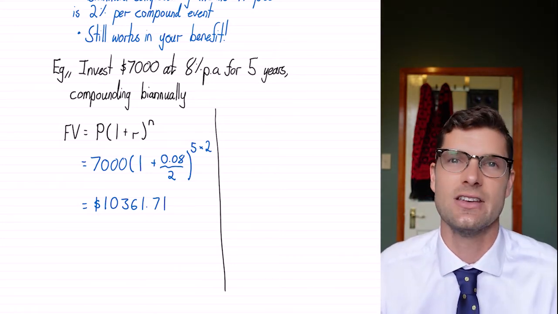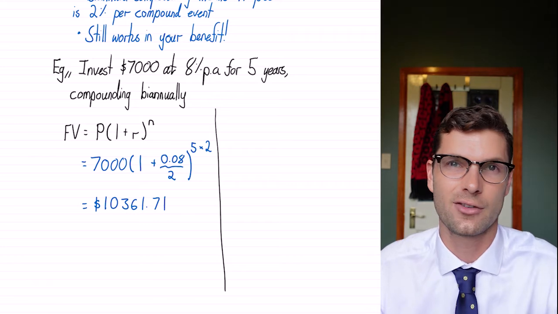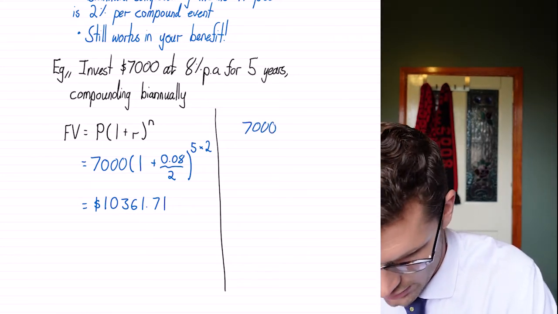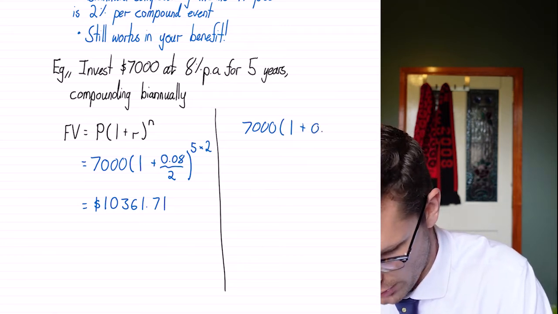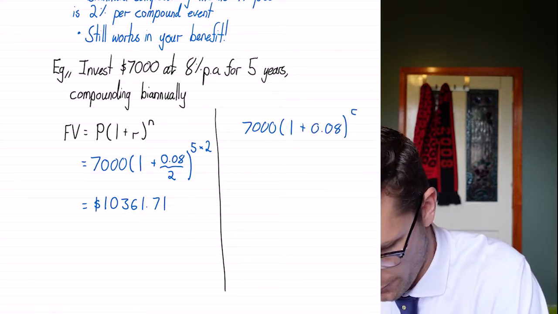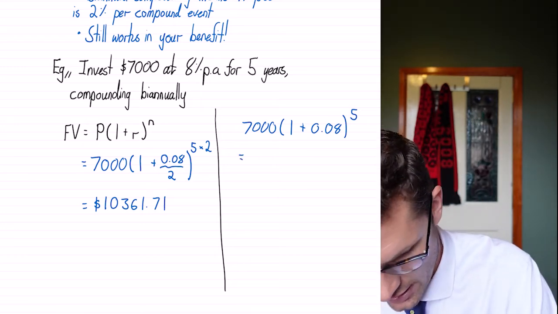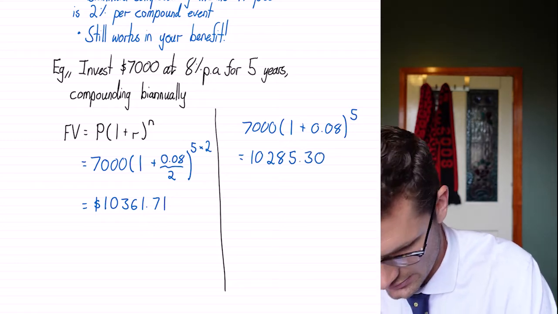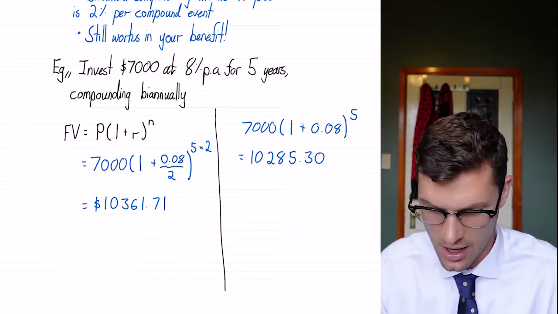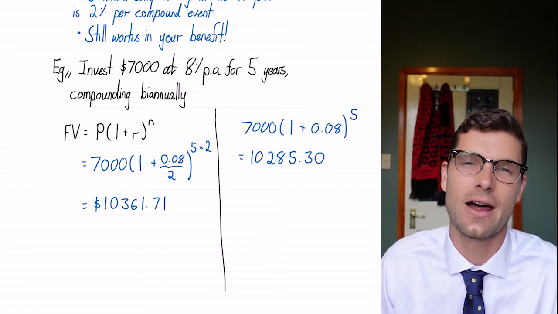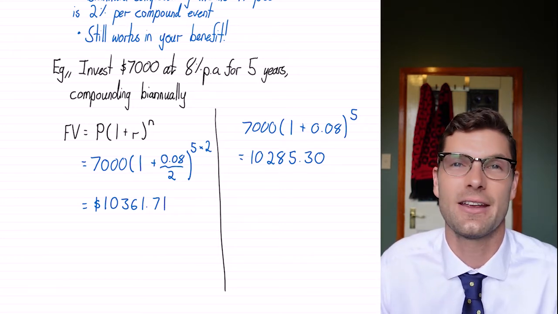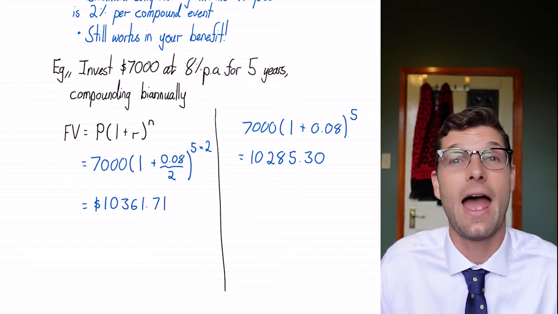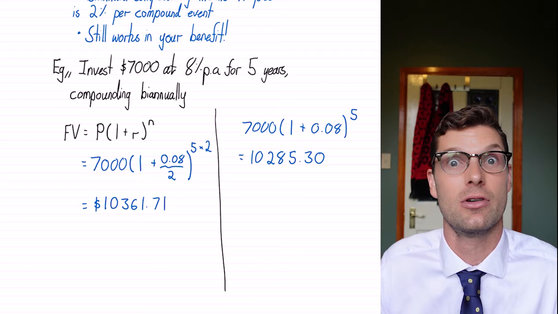We're just going to compare this to our normal compounding annually. So in this one, we've got 7,000, 1 plus 0.08 multiplied by 5. Throw that into the calculator, and we get $10,285.30, which is about $80 less. Again, when we're talking about these small amounts of money, the difference doesn't look that big, but over time and with greater amounts, it becomes really, really important.